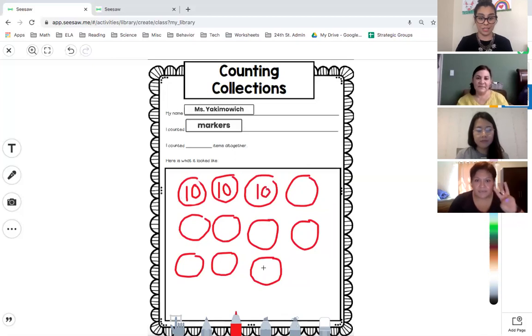And I know this last one is just 6, so I'm just going to put that in there, and the rest are groups of 10. That's a smart idea, Miss. Thank you.